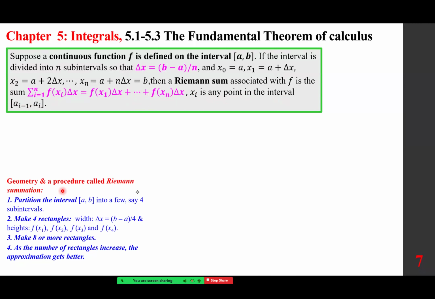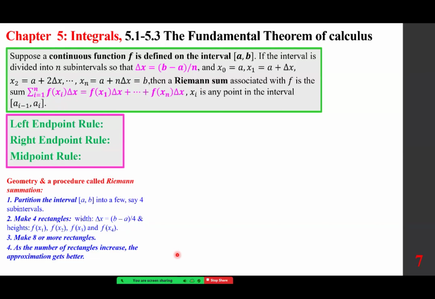So let's look at the geometry and the procedure called the Riemann sum. Number 1, partition the interval of a to b into a few, say 4 subintervals. Make 4 rectangles. Width, delta x, is b minus a divided by 4. And then heights are f of x sub 1, f of x sub 2, f of x sub 3, and f of x sub 4. And as we said, it can be anywhere that you choose them to be, the left endpoints, the right endpoints, you name it. Then if you make 8 or more rectangles, the approximation gets better. And as the number of rectangles increases, the approximation gets better.